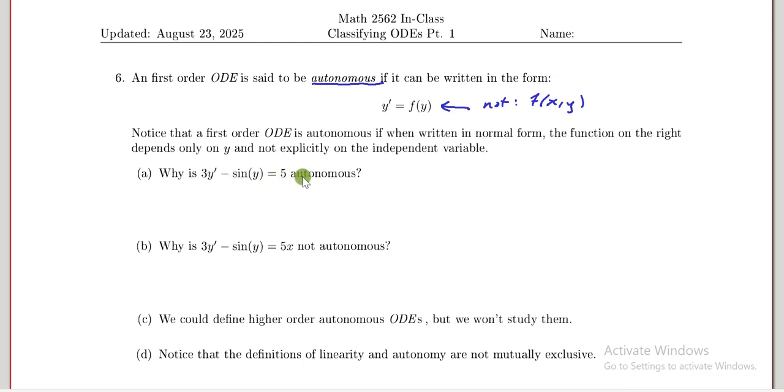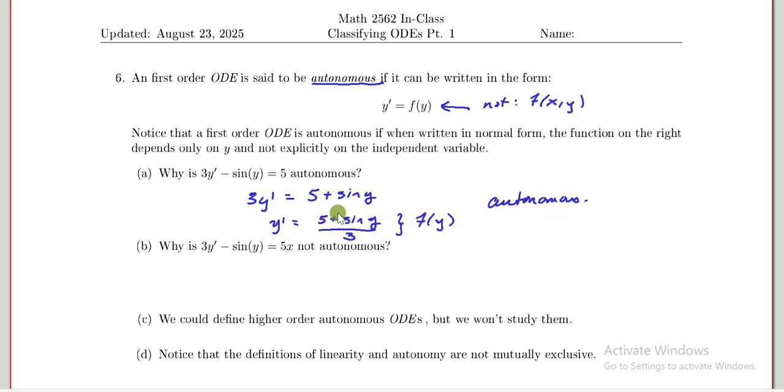Why is this ODE autonomous? Well, it's first order. Okay, check. It's an ODE. Check. It's autonomous if you can write it in this form. So let's see if we can. If we go to try to write it in that form, we get 3y prime is equal to 5 plus the sine of y. And as we continue, we get y prime is equal to 5 plus the sine of y, divided by 3. And so this is that f of y right here, so it is autonomous.